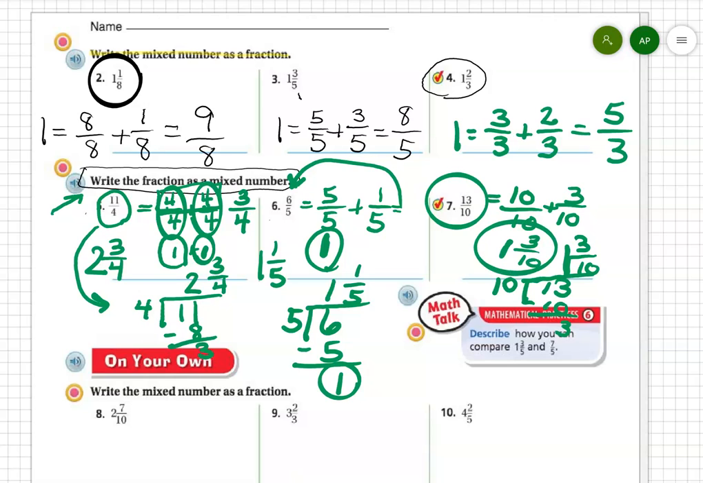Whichever way you're more comfortable with is the way you should do it. I tend to think of it more as a division problem than pulling out the fractions that equal 1, but whichever way works for you, that's the way you should do it. And so hopefully you did well on these practice problems. If you didn't, no worries. We will continue this in a future lesson.